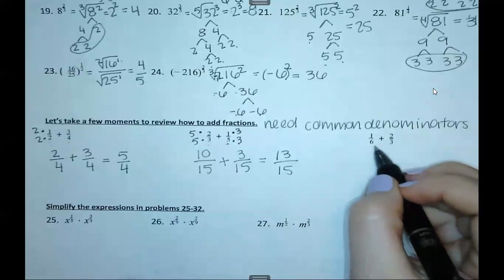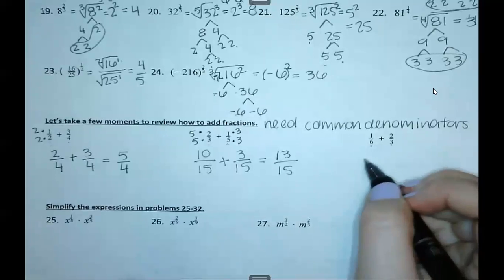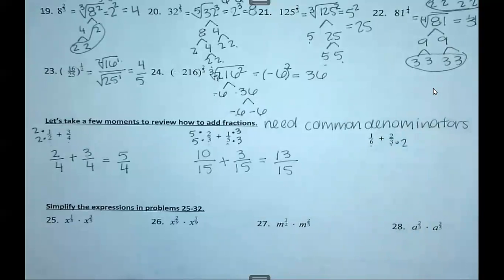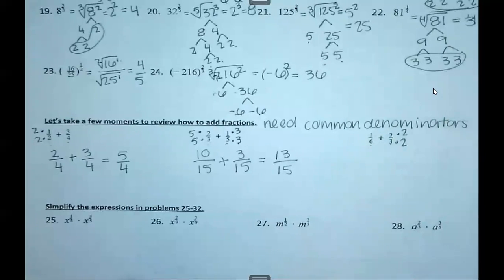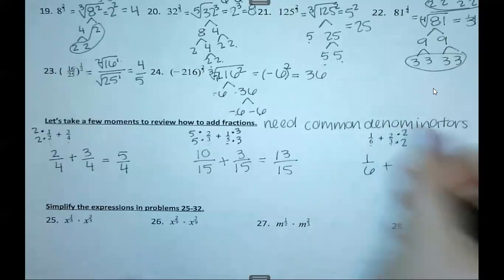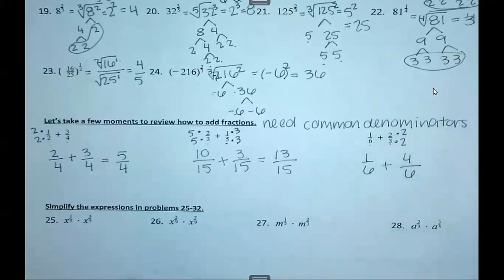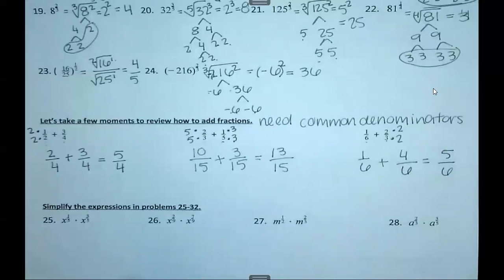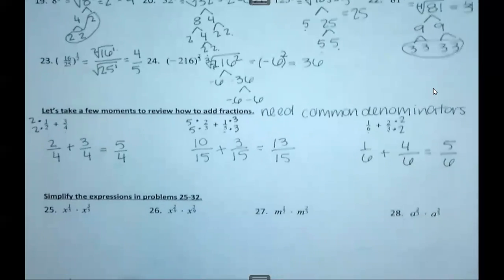All right, last practice, we have a 6 and a 3. 6 is the bigger number. I can turn 3 into 6 by multiplying by 2. But if I do it to the bottom, got to do it to the top. So I have 1 sixth plus 2 times 2 is 4, 3 times 2 is 6. So I just would add the tops of my fractions, and I would have 1 plus 4, which is 5 over 6. All right, so we need to keep that in mind. If we're going to add fractions, we have to have common denominators.